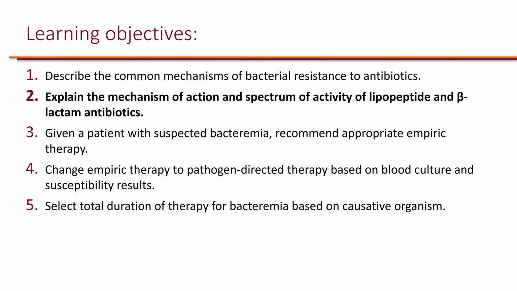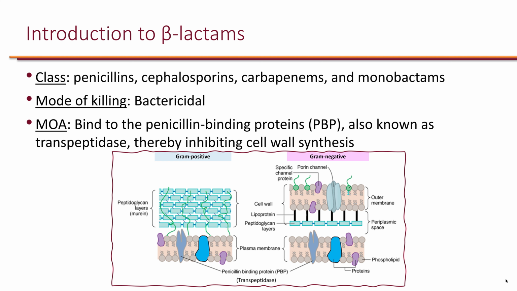We described the common mechanisms of bacterial resistance to antibiotics. Now let's explain the mechanism of action and spectrum of activity of beta-lactam antibiotics. There are four classes of beta-lactams. There are penicillins, cephalosporins, carbapenems, and monobactams. And they are all bactericidal.